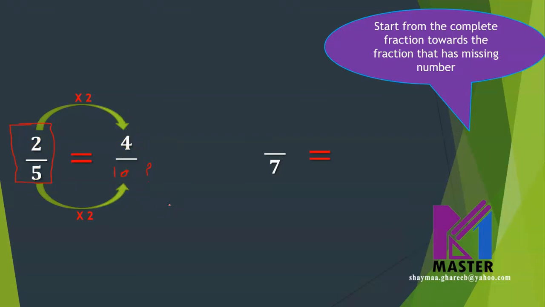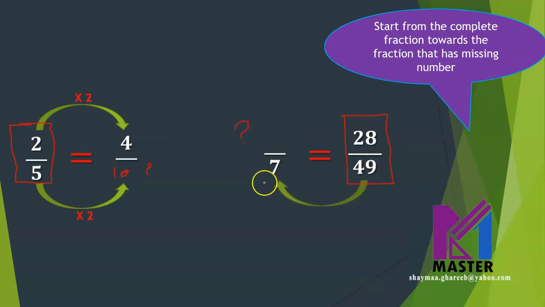All right? Now, look at this example. I have a missing fraction here and a complete fraction here. So as we said, we're going to start from the complete fraction towards the fraction that has a missing number. So now I have 49 and I have 7. Here I have 28, but I have a missing number. So I will start from these two.